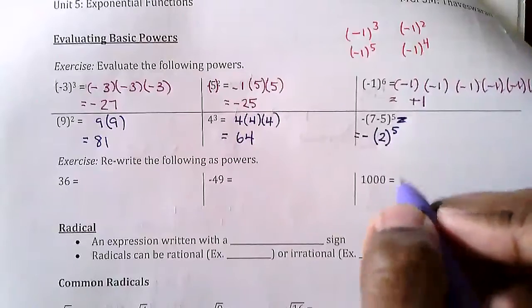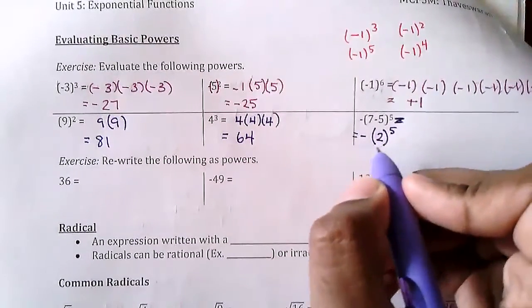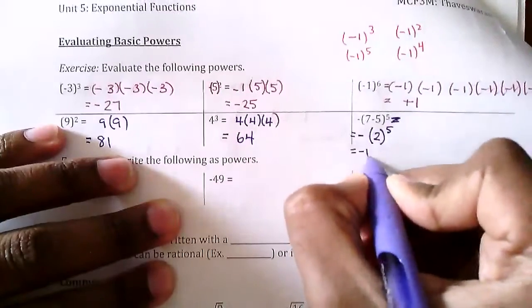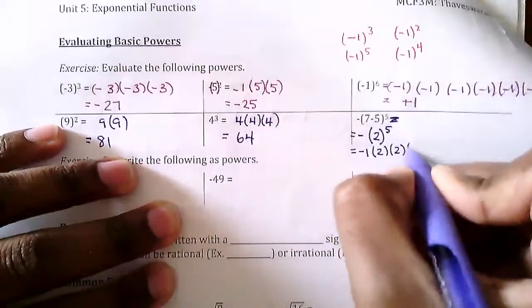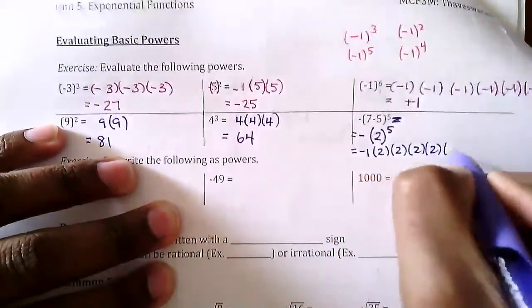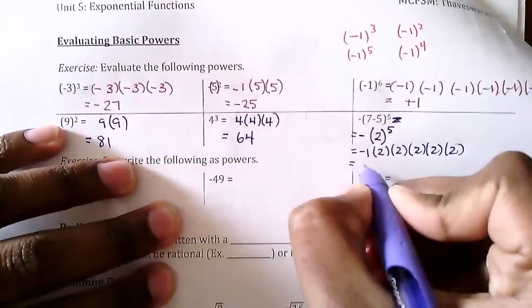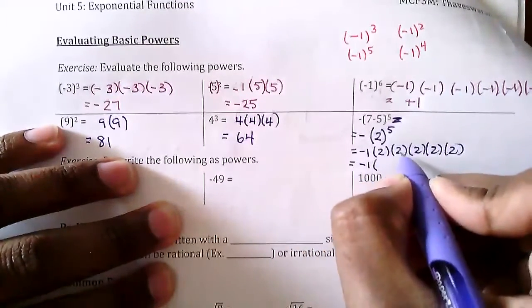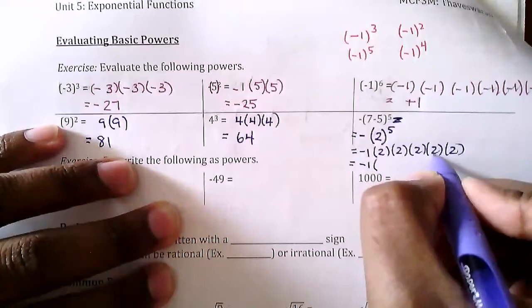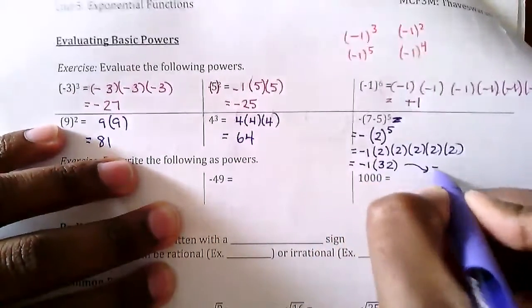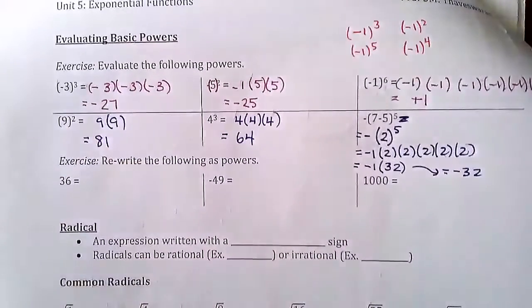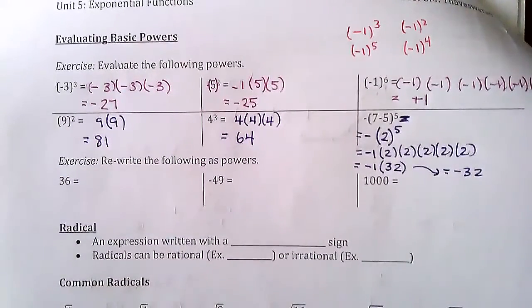Next, with BEDMAS, I have exponents, so I'm going to do that next. I'm not touching the -1 because my base is 2, but I need to write it out 5 times. So 2, 2, 2, 2, 2. And so here I have -1 times 2 is 4, times 2, 8, times 2, 16, times 2, 32, which ultimately gives me negative 32. So it helps if you're fluent in these times tables because that's going to help save a lot of time.